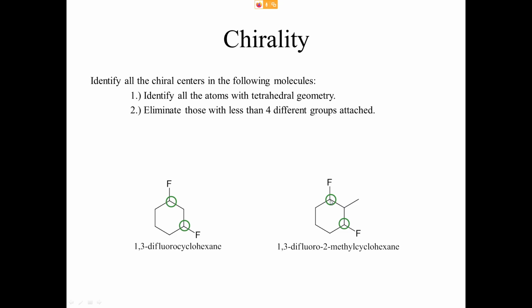However, these are still chiral because there's a difference as I go around. This has a methyl on it, this one doesn't. So that's how you find these differences. Keep checking until you find a difference or you run out of atoms to check.